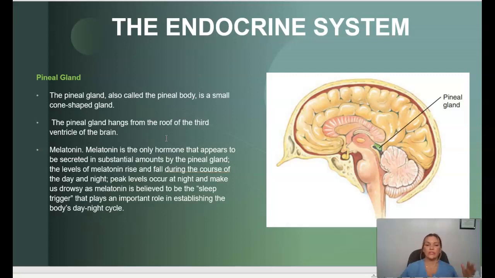And the levels of melatonin rise and fall during the course of the day and night. Peak levels occur at night and make you drowsy, as melatonin is widely known and believed to be the sleep trigger. And so it plays a very important role in establishing the body's wake and sleep cycle and day and night cycle.